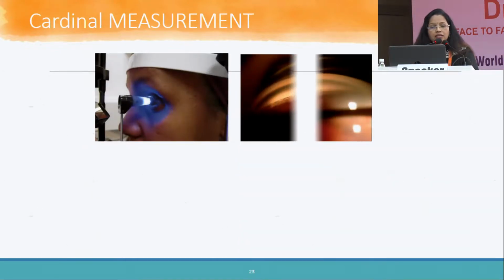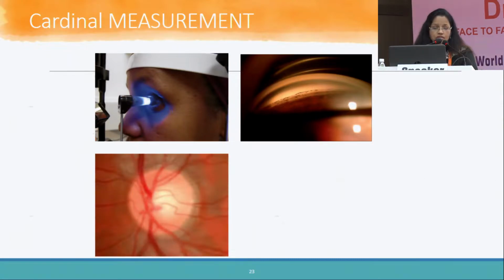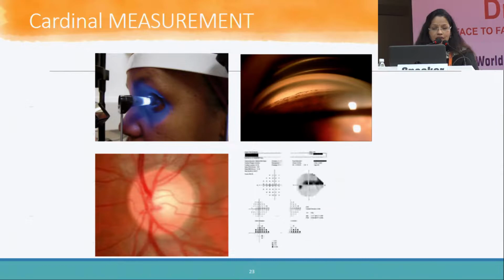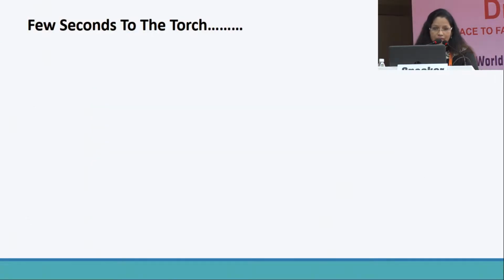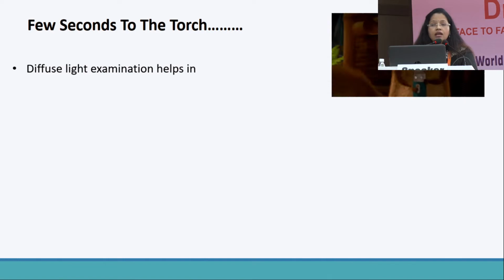Now, these are the few cardinal measurements which we all do in all patients of glaucoma. Applanation tonometry is the gold standard. Gonioscopy we have to do for all our glaucoma patients with dilated disc examination and of course the visual field examination. But it is important to give few extra seconds to torchlight examination. Don't forget using torchlight, because sometimes this diffuse light examination might give you some important clues.